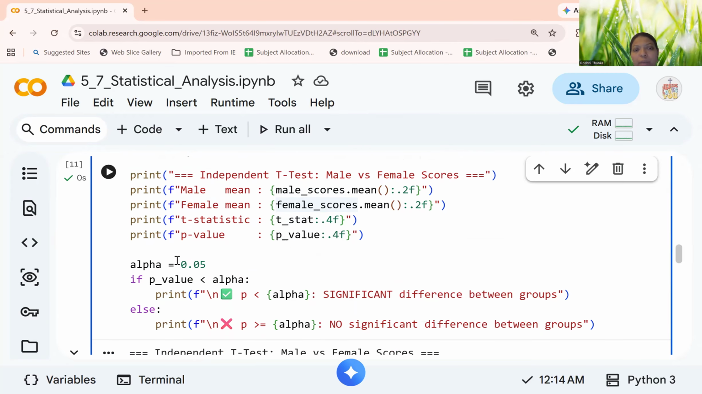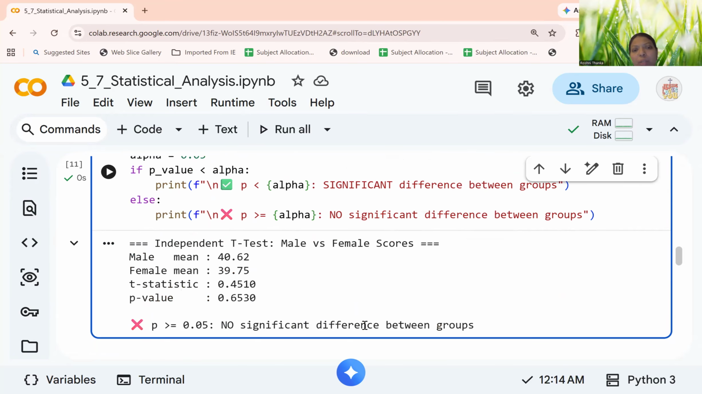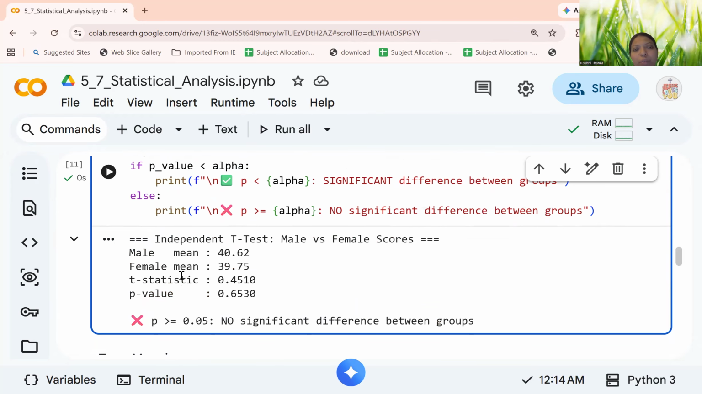We are going to check whether the p-value we get is less than alpha, meaning that it is a real difference. Okay, really there is a difference. If it is greater than 0.05, then there is no significant difference. The difference may be created because of some randomness. That is the understanding. So here if you see, the p-value is 0.65.